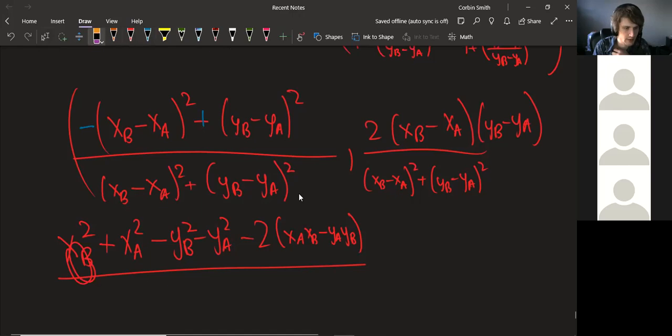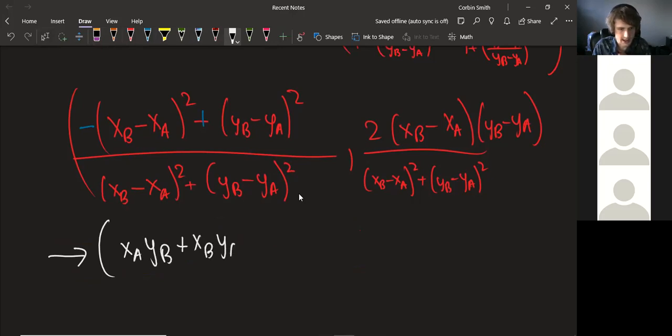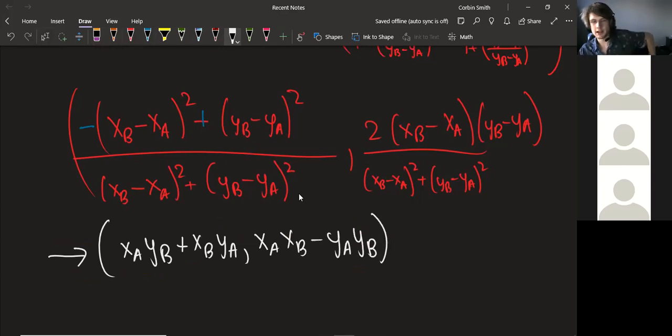Please, please give me the eraser. Okay. What we want to get is this. We want to get xa yb plus xb ya, comma xa xb minus ya yb. And then we can prove something about angle addition.